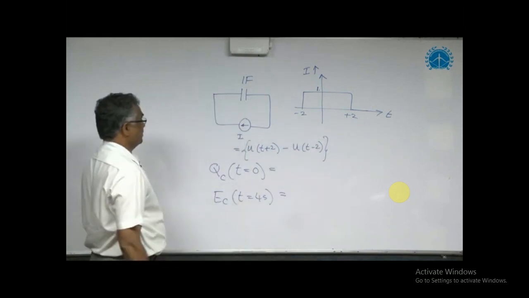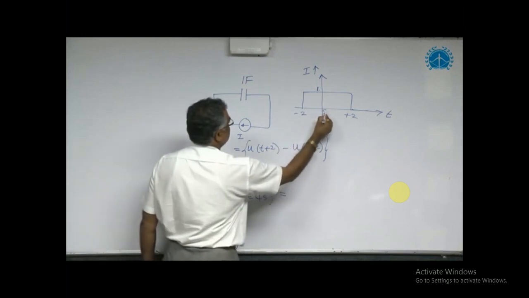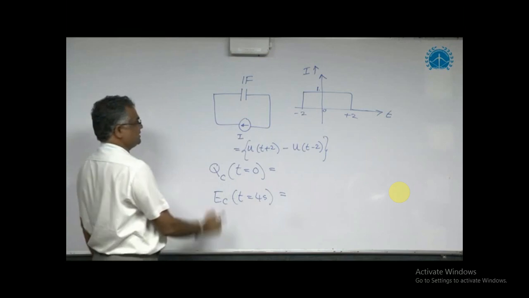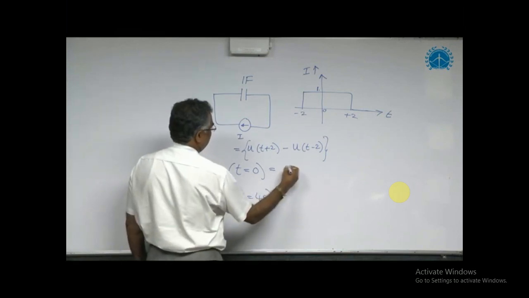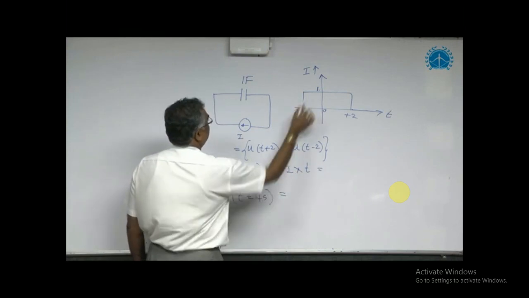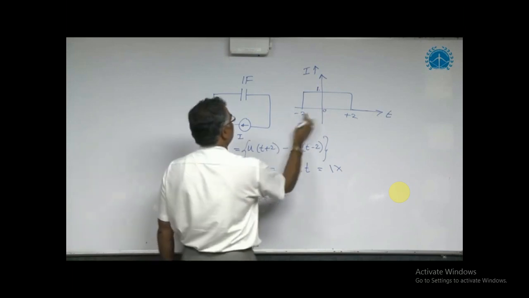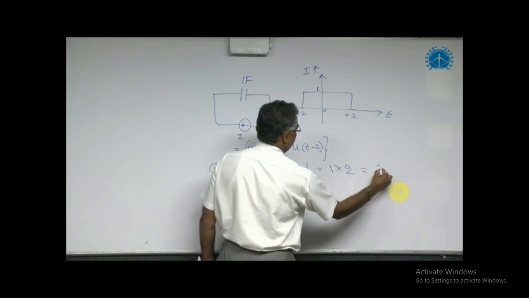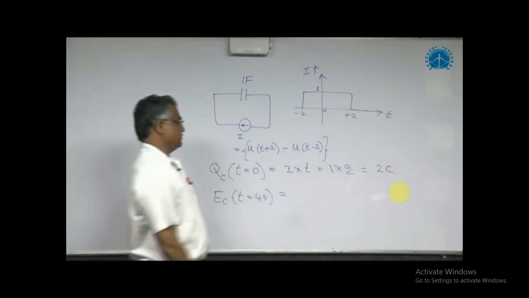What is the question asking? Charge in capacitor at t equal to 0. t equal to 0 is this. Minus 2 to 0, current of 1 ampere flowing. What is the charge formula? Charge is nothing but current into time. But how much current is flowing? 1 ampere. How much duration is this current flowing? Minus 2 to 0, the time gap of 2. Therefore, it is equal to 2. It is a charge of 2 coulombs. So 2 coulombs of charge.